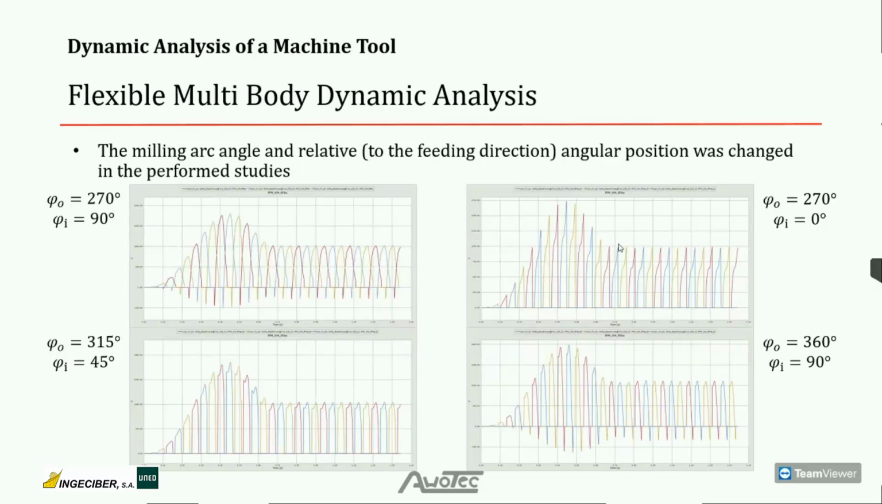Here are 4 different scenarios shown that represent the different milling arc positions. The one described before is the one on the top left hand side. So we start here at 270 degrees and leave at 90 degrees relative to the feeding direction. And one can see that each blade has a kind of smooth half sinusoidal function here.